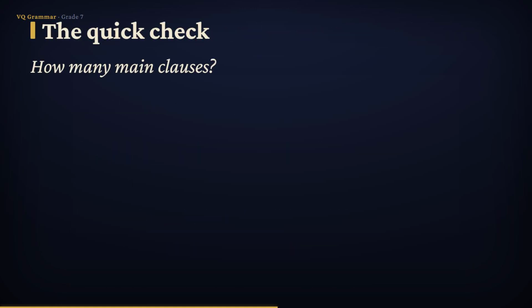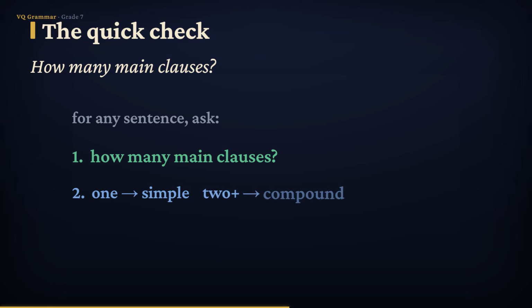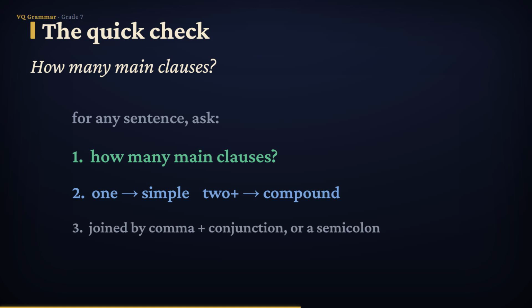Let's boil everything down to a quick check you can run on any sentence. Step 1. Count the main clauses, the parts that could stand alone. Step 2. If there's just one, it's simple. If there are two or more, it's compound. Step 3. For the compound ones, make sure the clauses are joined properly, either with a comma and a coordinating conjunction, or with a semicolon.